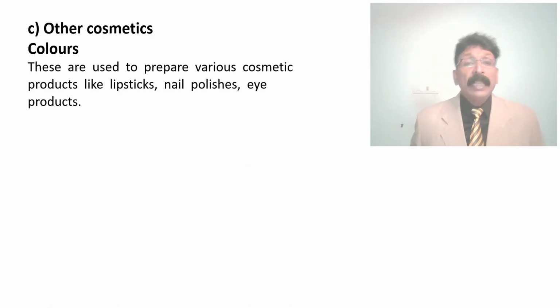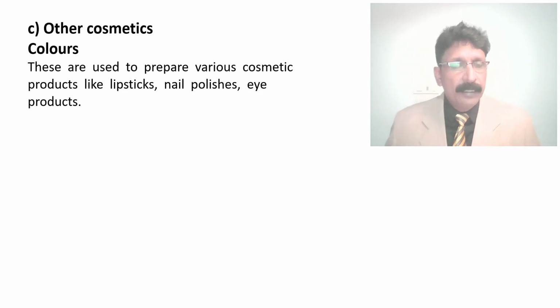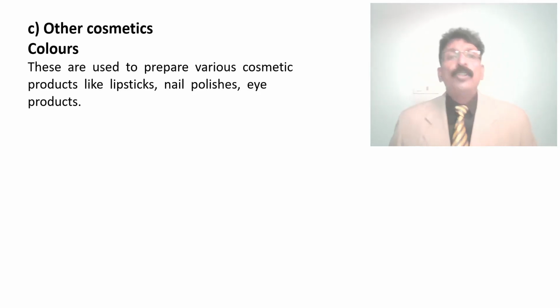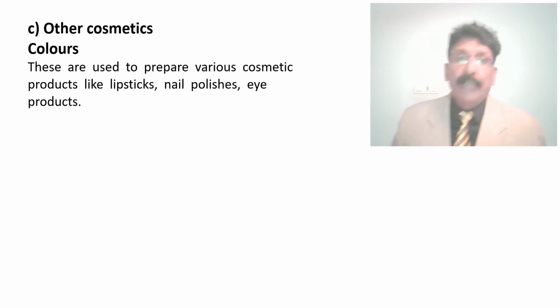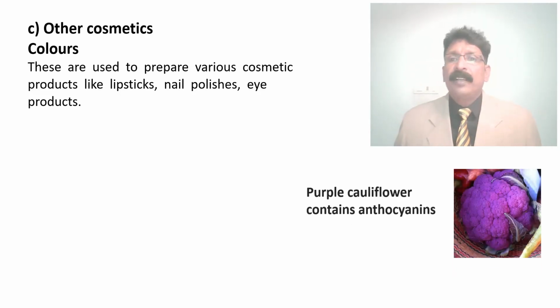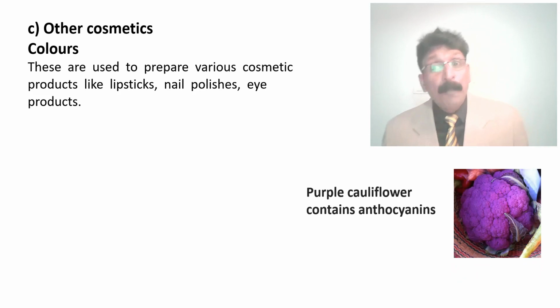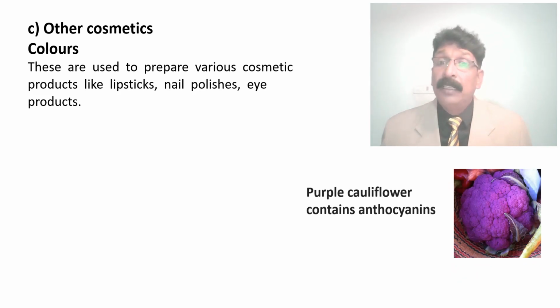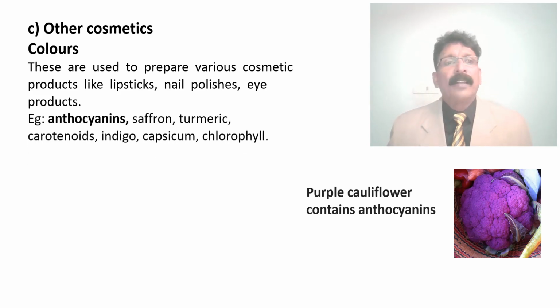And other cosmetics like colors. These are used to prepare various cosmetic products like lipsticks, nail polish, eye products. The purple color can be taken from cauliflower containing anthocyanins. Anthocyanins, saffron, turmeric, carotenoids, indigo, capsicum, chlorophyll: these are all used as coloring agents.